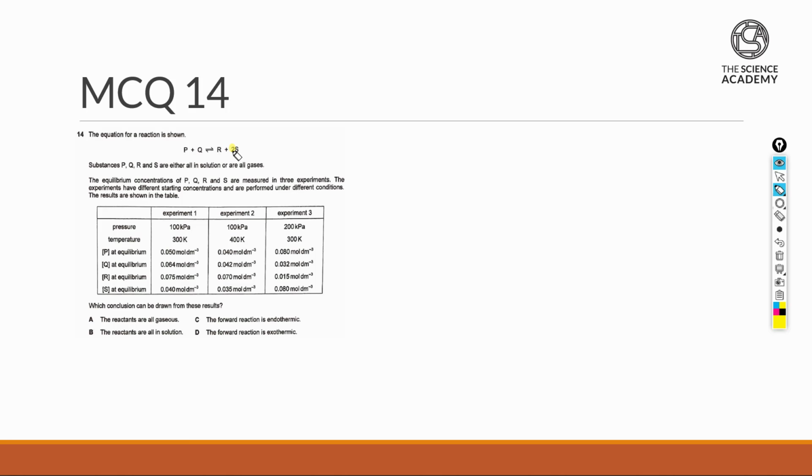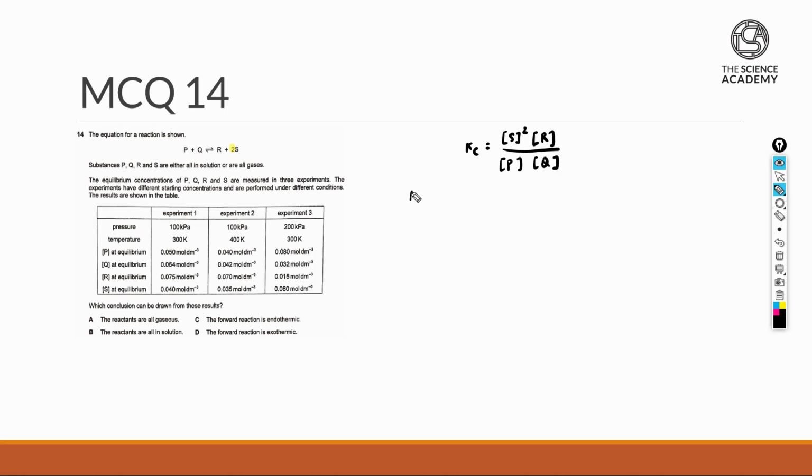So we're going to use this set of experiments here to determine each of the possible conclusions that can be drawn from that. So the Kc expression that I'll be using, based off the equation, will be the concentration of S to the power of 2 times concentration of R divided by concentration of P times concentration of Q.